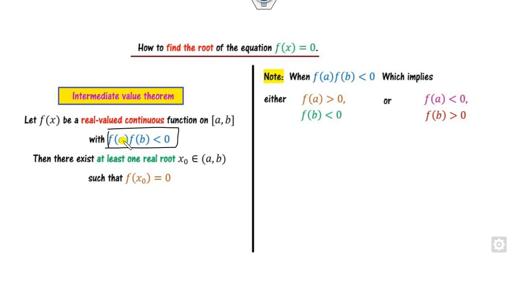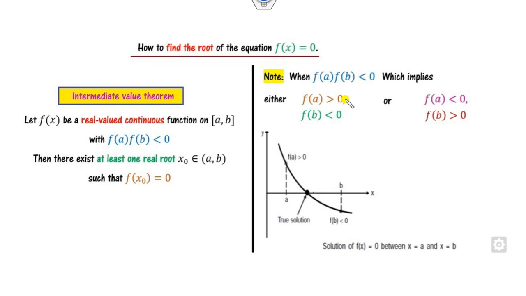If the product is less than 0, what is the meaning? One of them is greater than 0, the other one is less than 0. If this happens, what is the graphical representation? f(a) is positive, so it is high. So this is my root. If this is my a, this is my b, and this is positive and this is negative, then either your graph will look like this, and like this.